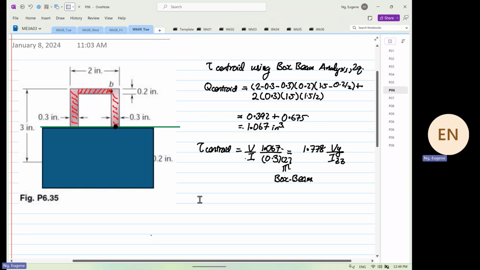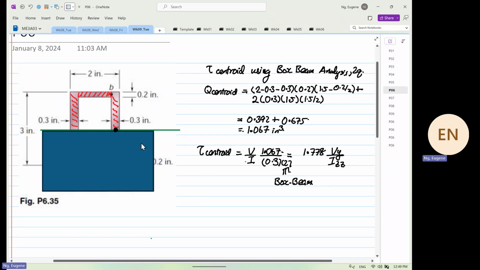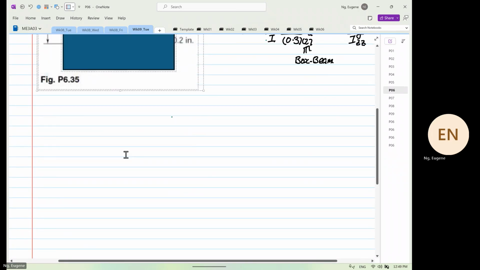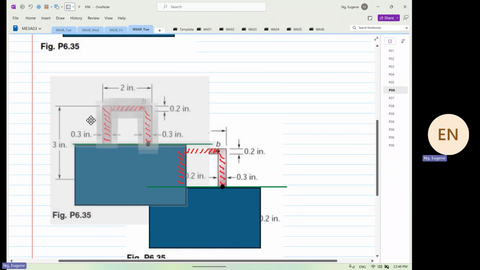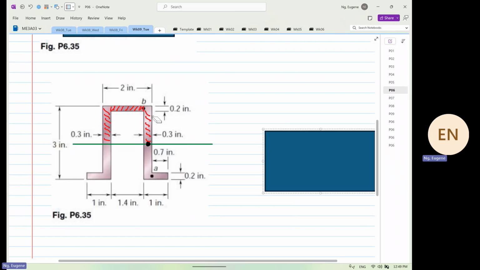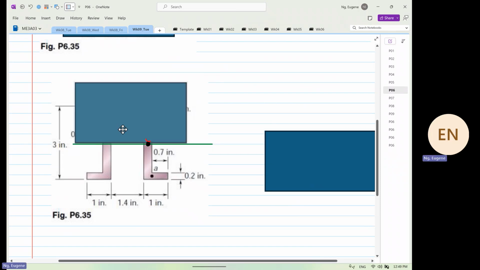Now let's consider the other way. Now I'm going to copy the whole thing. Now we are going to use wide flange. As I said, the answer has to be the same. If the answer is different, we're in big doubt.